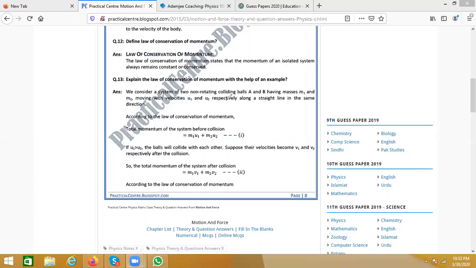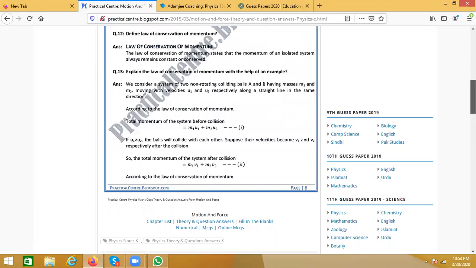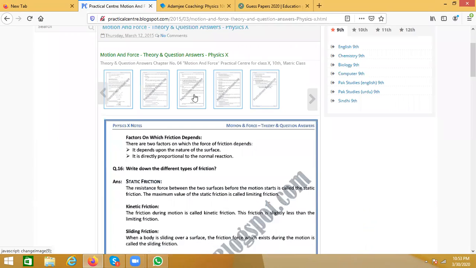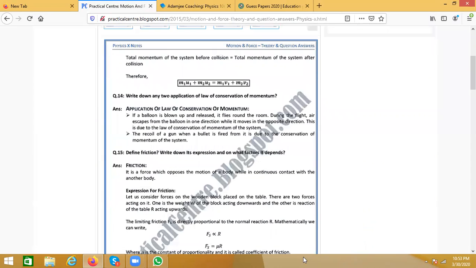Okay, let's move forward quickly. If you can see again here on the screen, this is the generalized equation: the total momentum before collision must be equal to the total momentum after collision, which states m1u1 plus m2u2 is equal to m1v1 plus m2v2, right? So this is very important as far as this question is concerned.